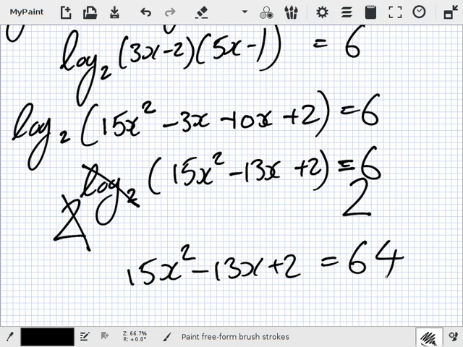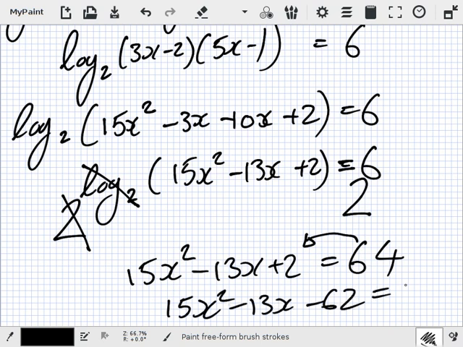Yeah? Continue? Yep. Now you need to say, yeah, that's it. Move this to the left, yeah? So you get 15x squared minus 13x, 2 minus 64 is minus 62, equals 0. That was 2 power 6. Yeah.